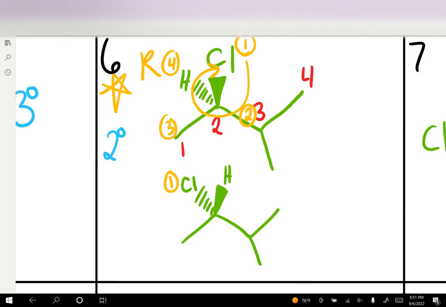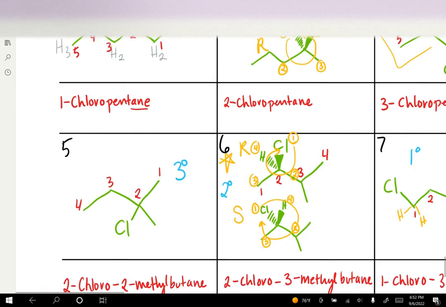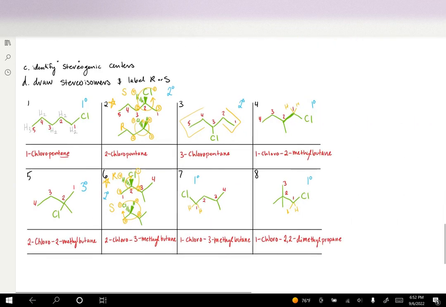Down here, again, we have the same priorities as before. We see it's still R, but because the chlorine is going back, we're going to flip it, so that makes it S. And there you have it.